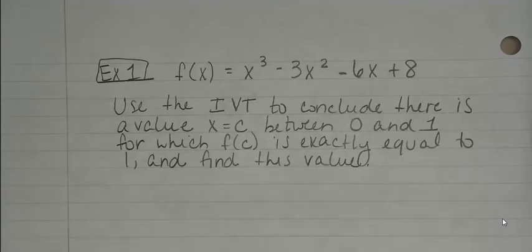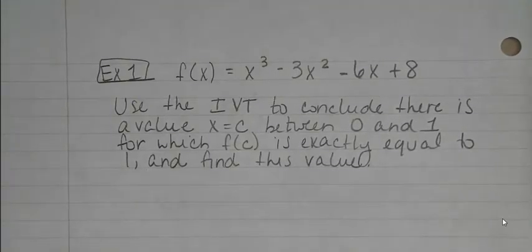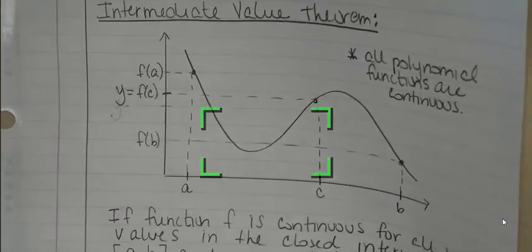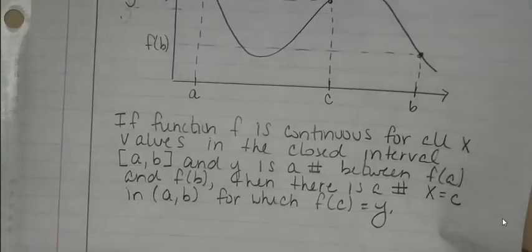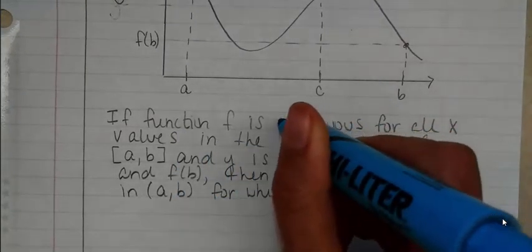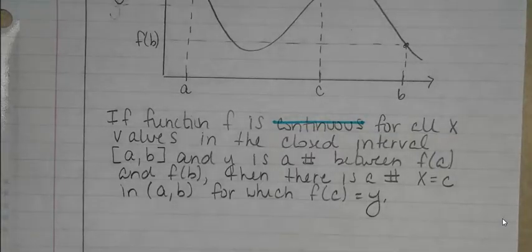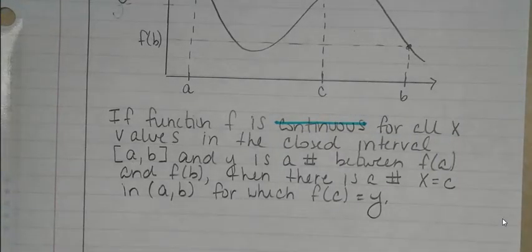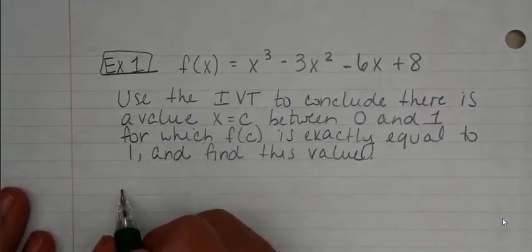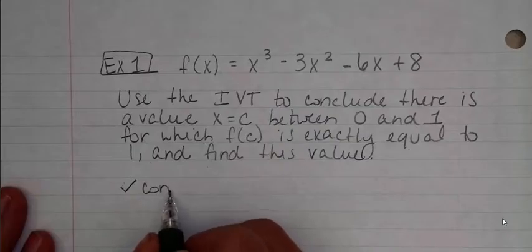So we're going to use the intermediate value theorem to conclude these things, and then to find the value. First of all, let's look back at the intermediate value theorem. It says if function f is continuous. So that's the first piece of information that we need to look up: is function f continuous? That's the first thing we're going to do. We are going to check the continuity.